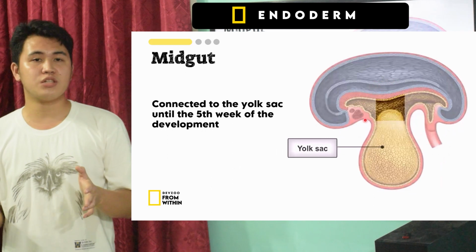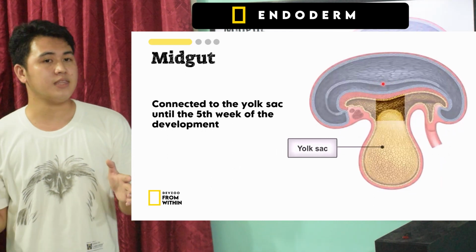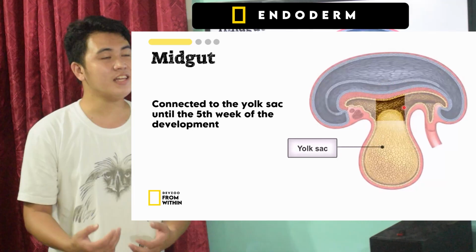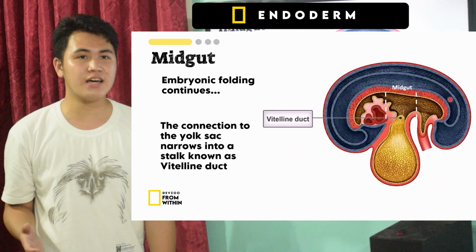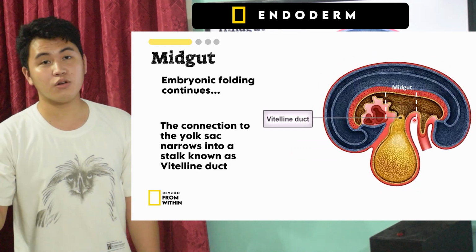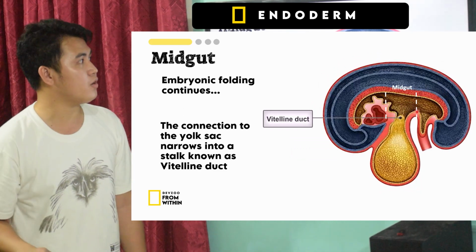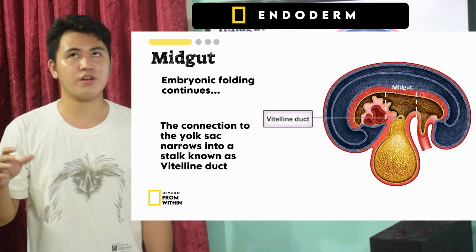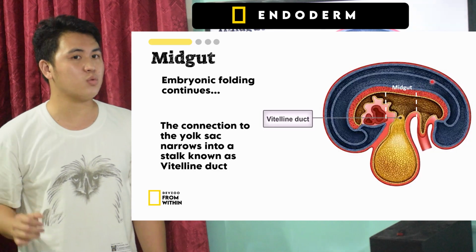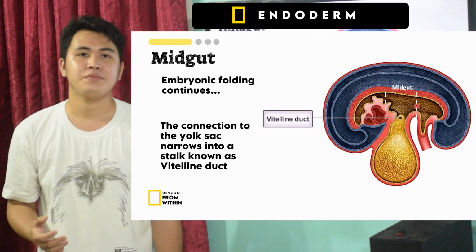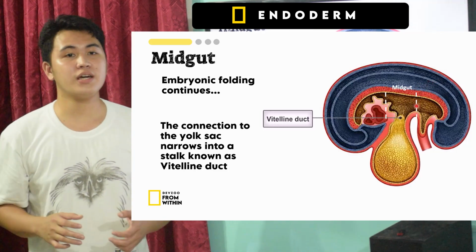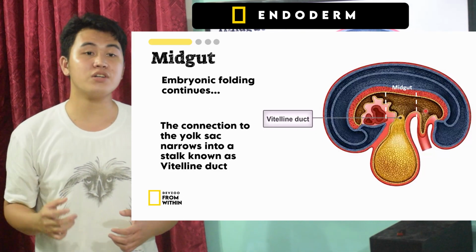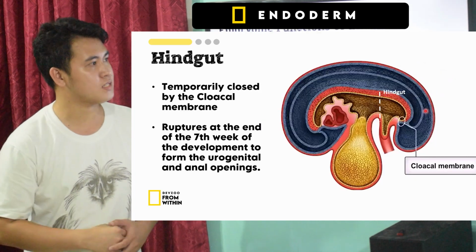Next is the midgut, which is located between the foregut and the hindgut, and incorporates the yolk sac. Finally, the hindgut, which is located at the cloacal or caudal end of the embryo, is temporarily closed by the cloacal membrane, which eventually ruptures at the end of the seventh week of embryonic development. And this cloacal membrane will give rise to the urogenital openings and then the anal opening.